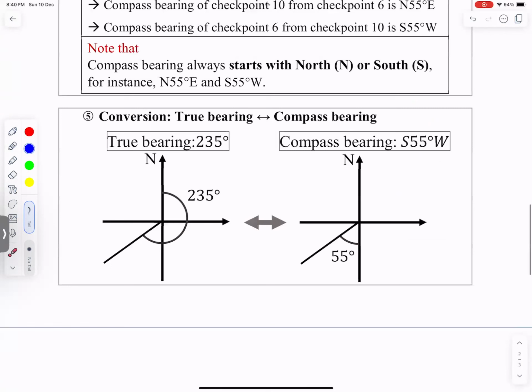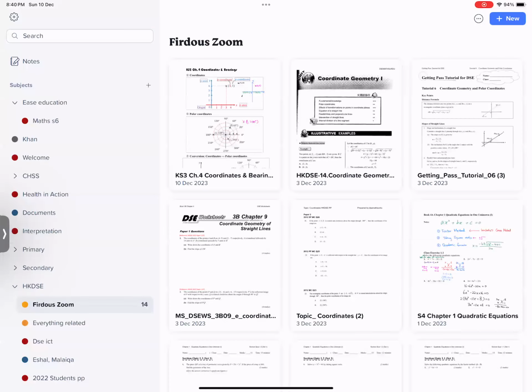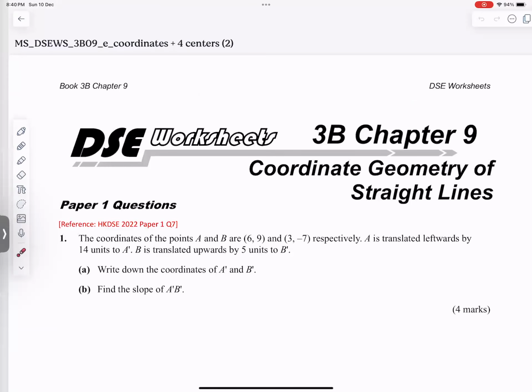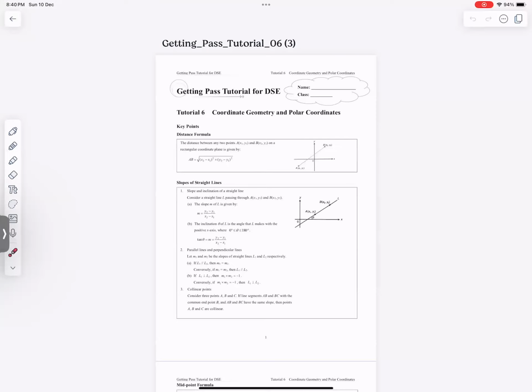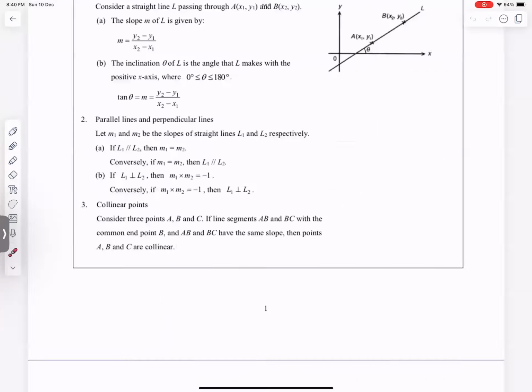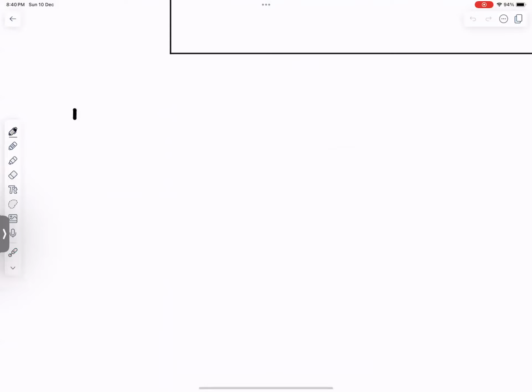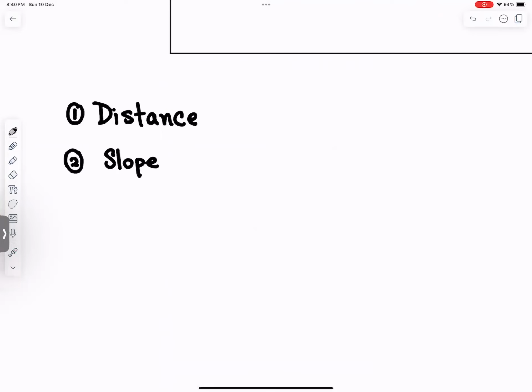And I need you to go to the tutorial 6 worksheet. So for coordinates, there's a lot of things that you need to remember as well, especially for the rectangular coordinates. Some of the things is called distance. You may need to use it. Second thing, slope. These are the very two basic things that you need to remember, the formulas for it.